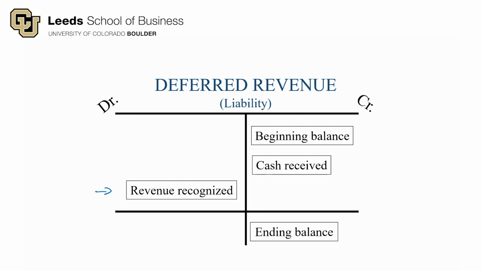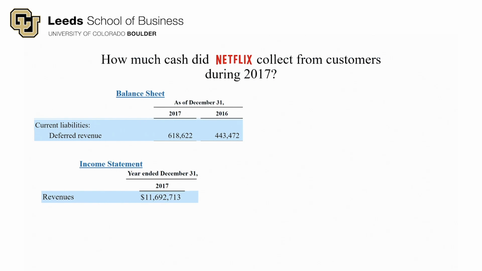And the way you can think of this T account is the beginning balance plus cash received minus revenue recognized equals the ending balance. So now let's go to our practice problem for Netflix, where I ask, how much cash did Netflix collect from customers during 2017? And what I've given you is an excerpt of their balance sheet, their deferred revenue account, and their income statement. I've given you revenues from the income statement. And so how we'll go about solving this problem is by recreating this deferred revenue T account.